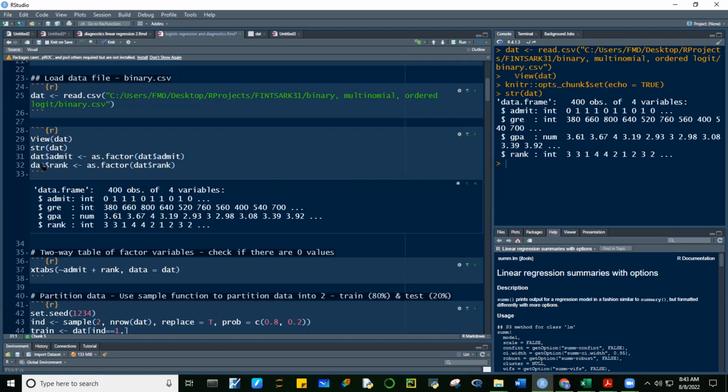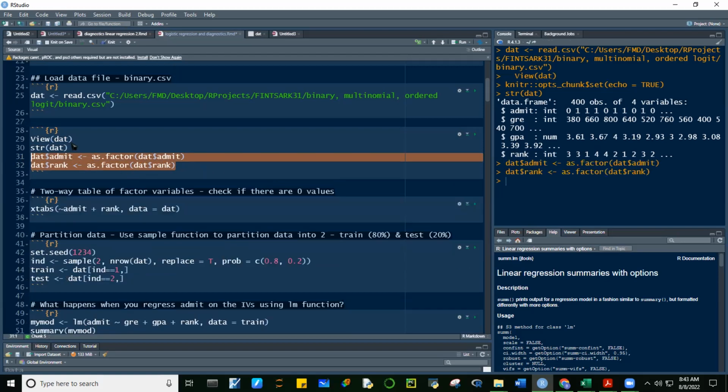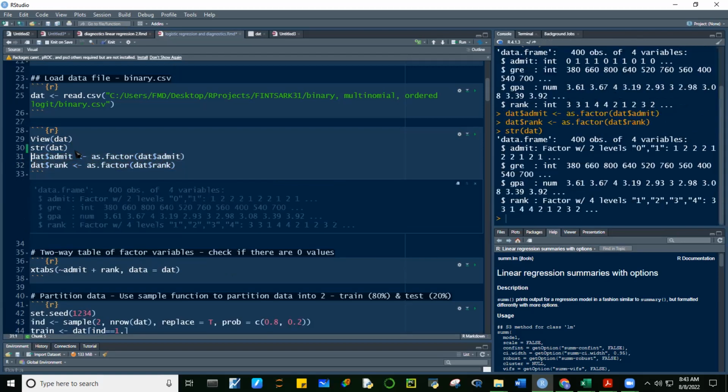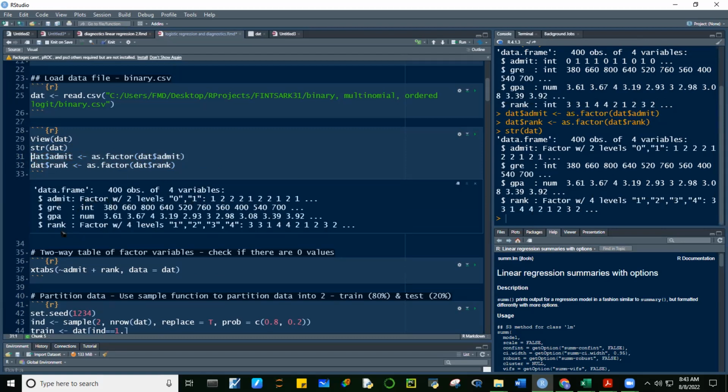Okay. So let's convert admit as a factor. So you know what this does, diba? So let's run this too. Si admit at saka si rank, i-convert natin as factor. Pag hindi natin gawin yung class, the model will not work. No? Okay. And then let's try to see again the structure. All right. So factor na sila, no? Admit is now a factor. Rank is now a factor. So we can now proceed with the regression. Okay. Let me pause for a while.